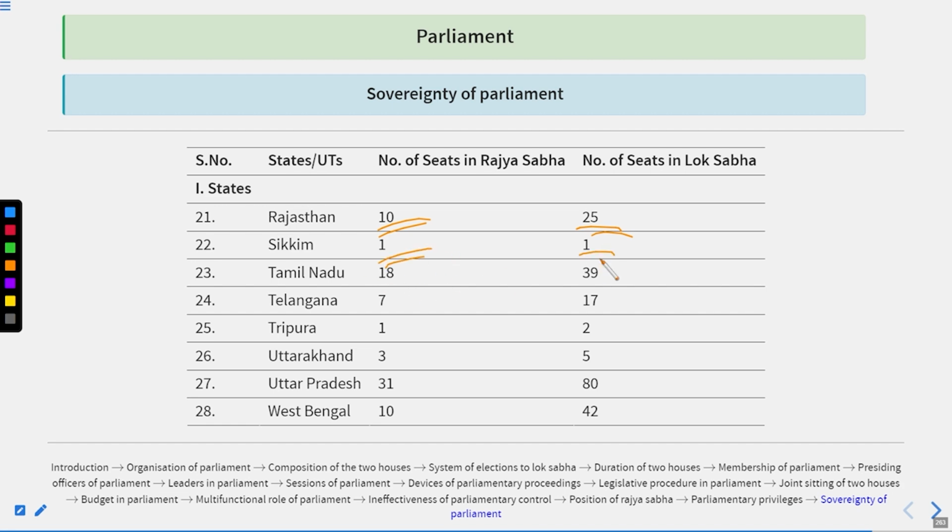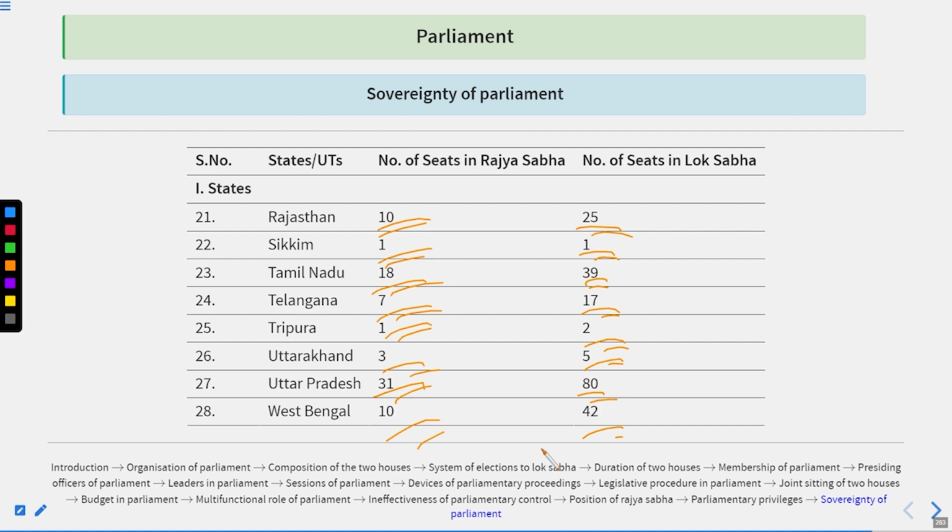Sikkim 1 in Rajya Sabha and 1 in Lok Sabha. Tamil Nadu 18 in Rajya Sabha, 39 in Lok Sabha. Telangana 7 in Rajya Sabha, 17 in Lok Sabha. Tripura 1 in Rajya Sabha, 2 in Lok Sabha. Uttarakhand 3 in Rajya Sabha, 5 in Lok Sabha. Uttar Pradesh 31 in Rajya Sabha and 80 in Lok Sabha. West Bengal 16 in Rajya Sabha and 42 in Lok Sabha.